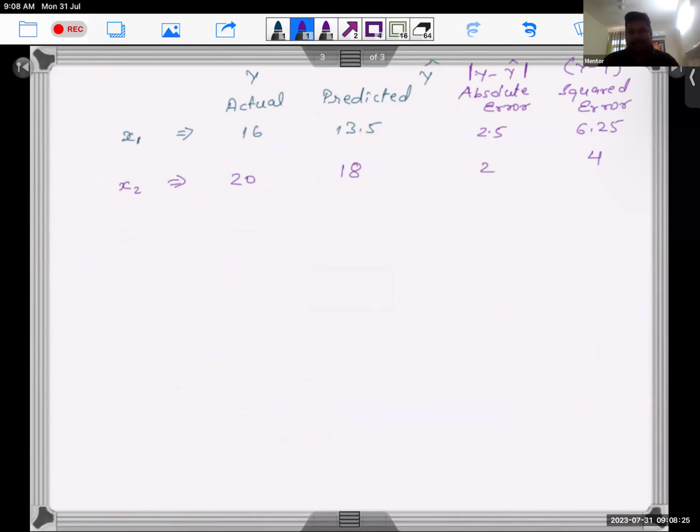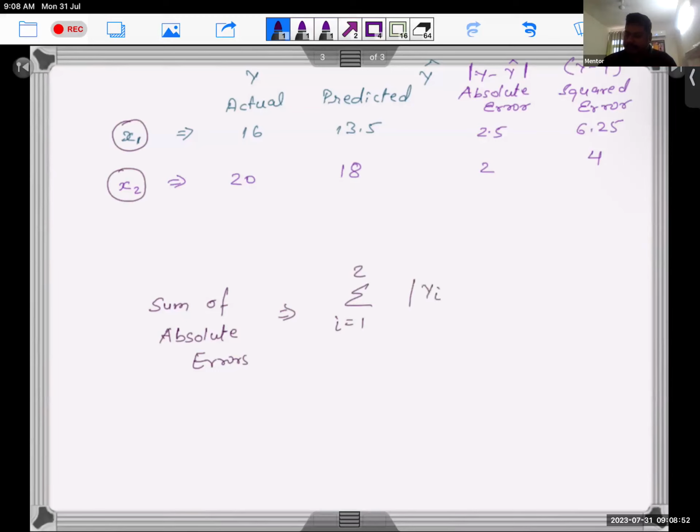Let's consider two samples for now. If I ask you, what is the sum of absolute errors? What would you say? X1 plus X2. X1, X2 denote the samples. So we will say that it is the absolute sum of the errors for X1 and X2. I can write it like this: i equals 1 to 2, because I have two examples, of yi minus yi hat. This is the sum of absolute errors, right? This number is 2.5 plus 2, which is 4.5.